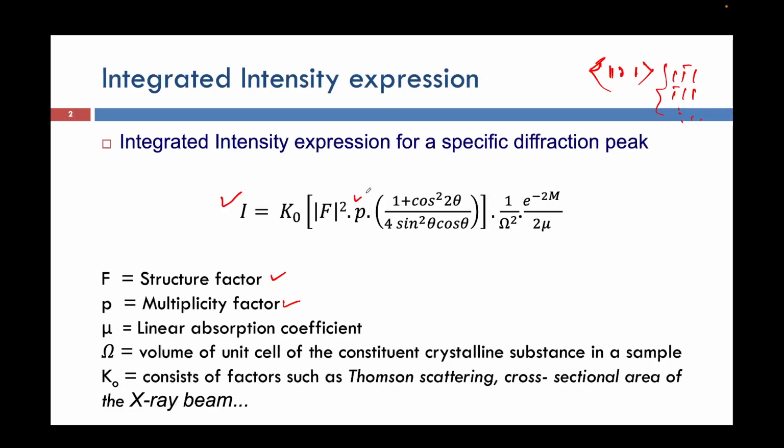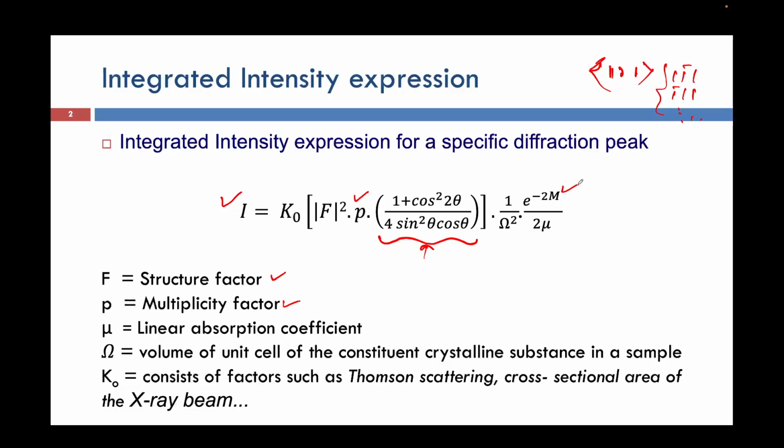So that is why this p value is multiplied, and this we have termed the Lorentz polarization factor. Why have we incorporated it? Because our beam is unpolarized. We do not know in which direction the electric vector of this radiation is going. So we wanted to incorporate a polarization term, so that our beam would be completely polarized or linearly polarized.